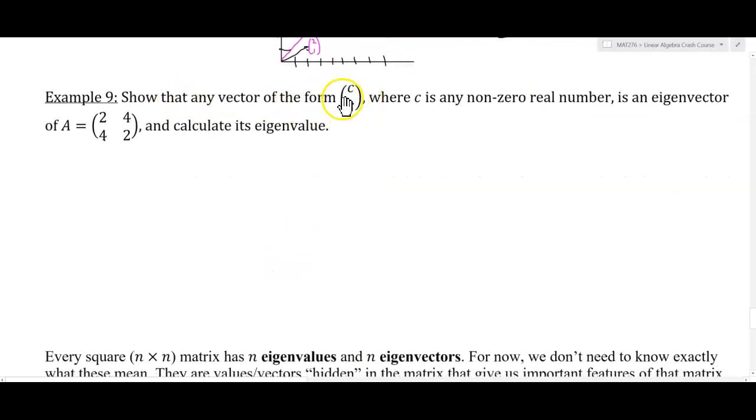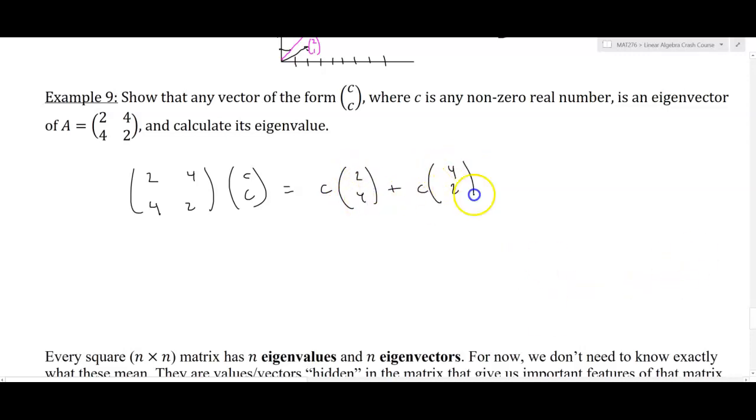So we earlier argued that 1, 1 was an eigenvector, but we could have tried 2, 2, or 3, 3, or 4, 4, or any vector where the x and y components are the same. And let's just show that for any non-zero real number c, c, c will be an eigenvector of the 2, 4, 4, 2 matrix. So if I multiply these together, what I should see is, okay, I'll take c times 2, 4 plus c times 4, 2.